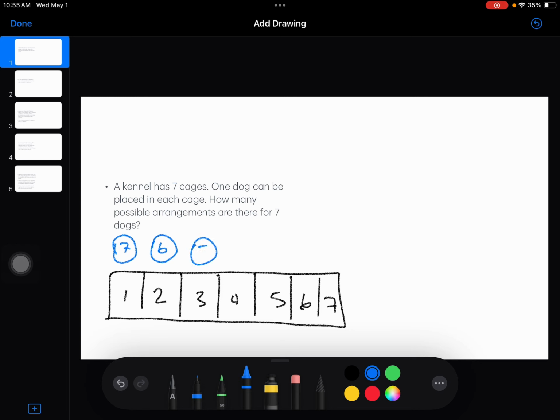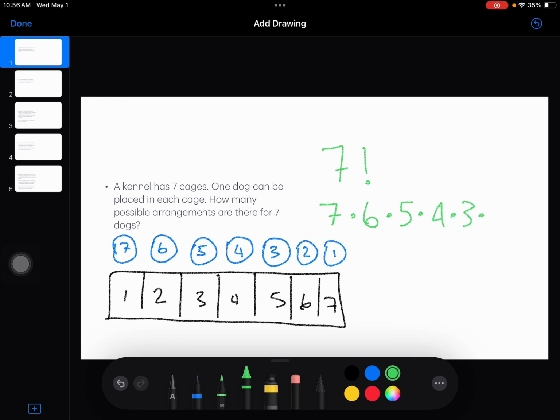In the third, we're just going to keep on descending by 1. There is 1 fewer option for each next cage, and by the time we get to the last cage, there's only 1 available. And then the little bit of math that we have to do: 7 factorial. Factorial means that we are multiplying all of the integers up to the number of possible things, or in this case dogs, we have to choose from. You can omit the 1, but it's good practice to go ahead and write that down.